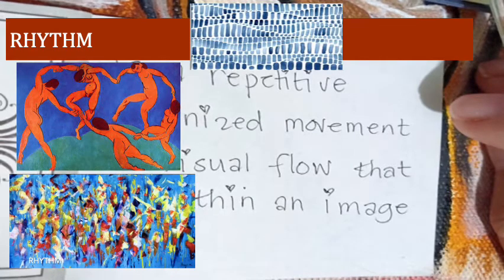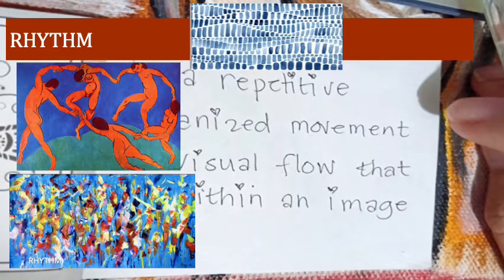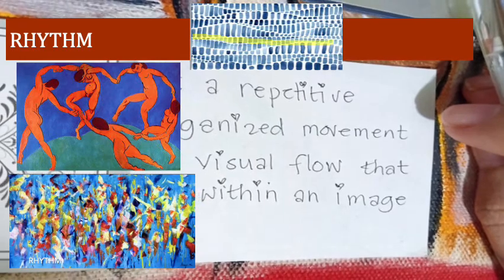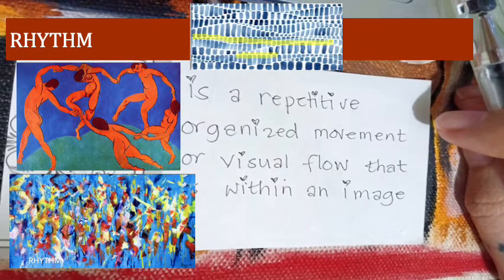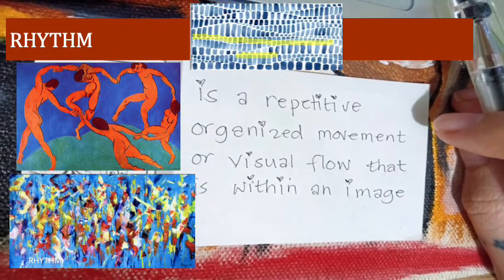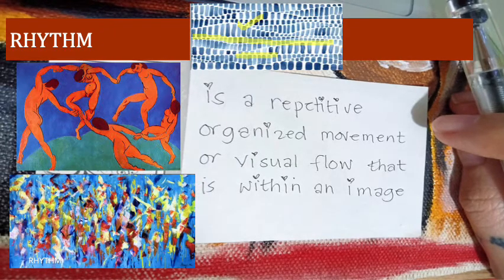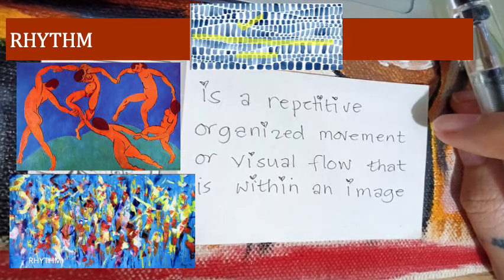This one also. So, if you see an art form that goes only up to here, and the next part is blank, you cannot predict that what will come here would be the same as here, because rhythm again is a repetitive organized movement or visual flow that is in an image. So as I have said earlier, it gives you the feeling of what to expect next.